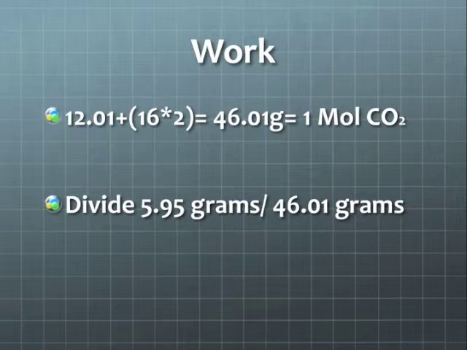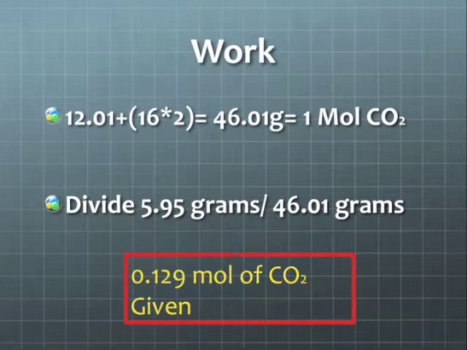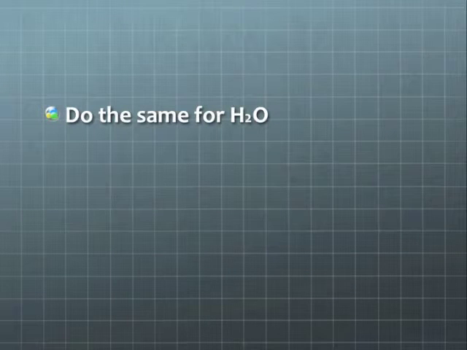And for O2, since it is diatomic, there are 2 oxygens. After I added the masses together, I got 46.01 as the atomic mass, and atomic mass is equal to the same amount of grams. So we should get 46.01 grams of CO2, which also equals 1 mole of CO2. To find the moles given, we divide 5.95 grams, which is the amount of CO2 given, by the 46.01 grams of CO2, or 1 mole of CO2, and got 0.129 mole of CO2 given.